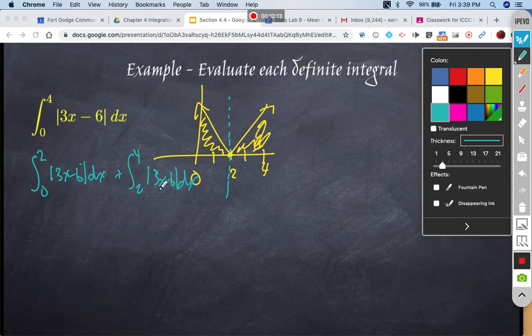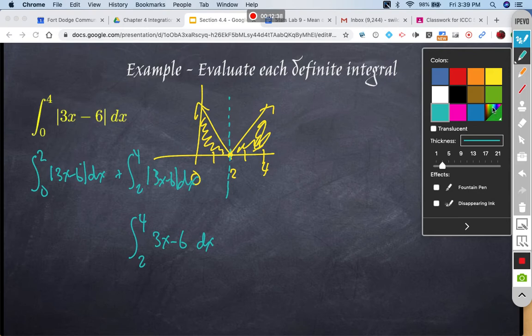But we still have the absolute value. However, on this side, absolute value does nothing, because if x is bigger than 2, this is positive, the absolute value does nothing. So I can rewrite this one as the integral from 2 to 4 of 3x minus 6 dx. That we can deal with.